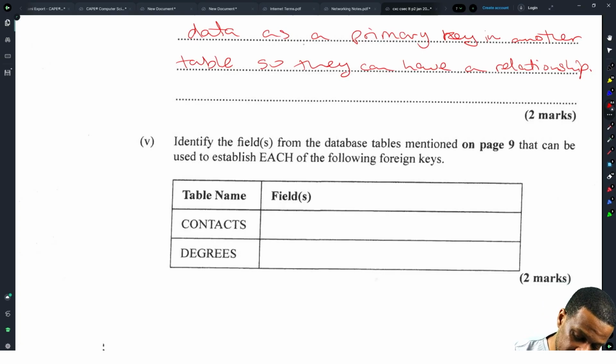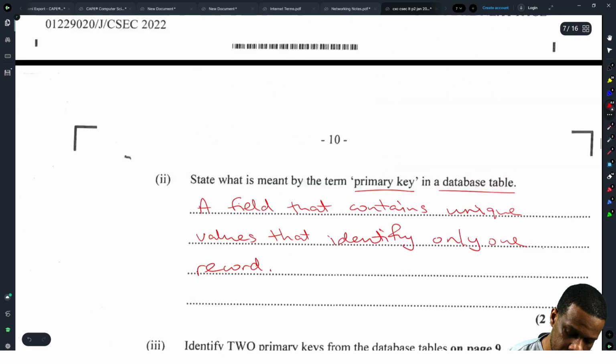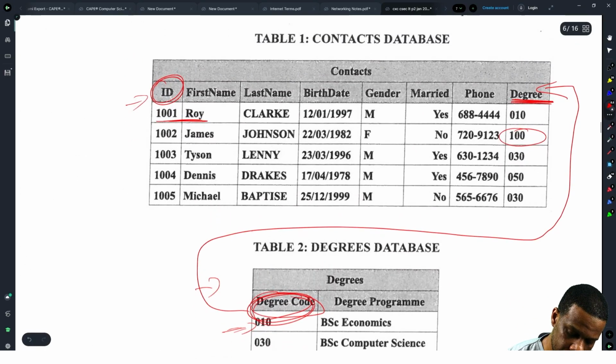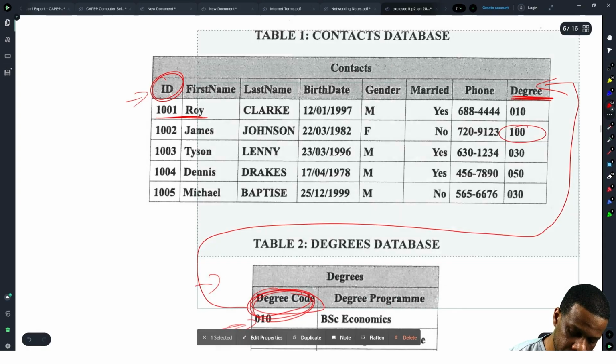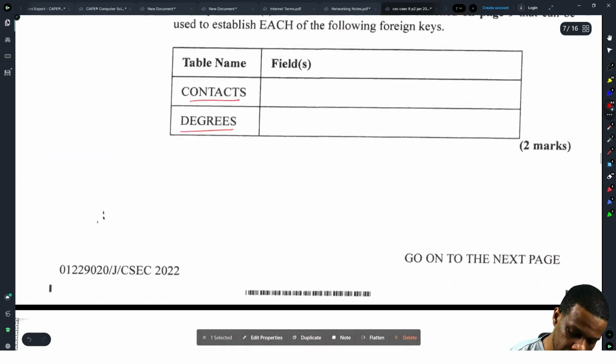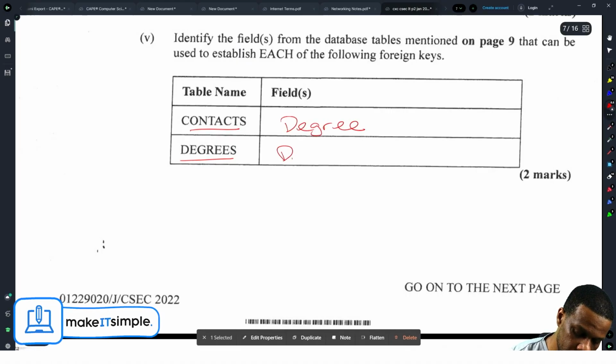Alright, identify the fields from the database mentioned in page 9 that can be used to establish the following foreign keys: contacts and degrees. They basically want us to state degree and degree code. Okay. So in the contacts table, we'll put degree, and in degrees, we'll put degree code.